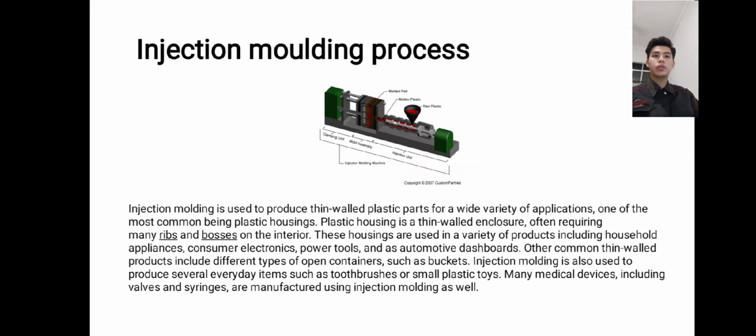The injection molding process is used to produce thin molded plastic parts for a wide variety of applications, one of the most common being plastic housings. A plastic housing is a thin-walled enclosure, often requiring many ribs and bosses on the interior. These housings are used in a variety of products including household appliances, consumer electronics, power tools, and automotive dashboards. Other molded products include different types of open containers, such as buckets.